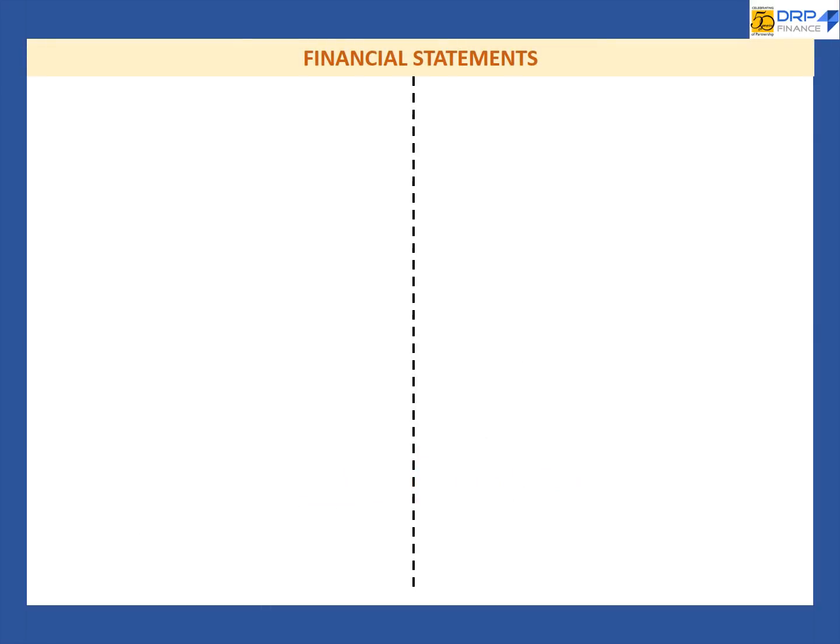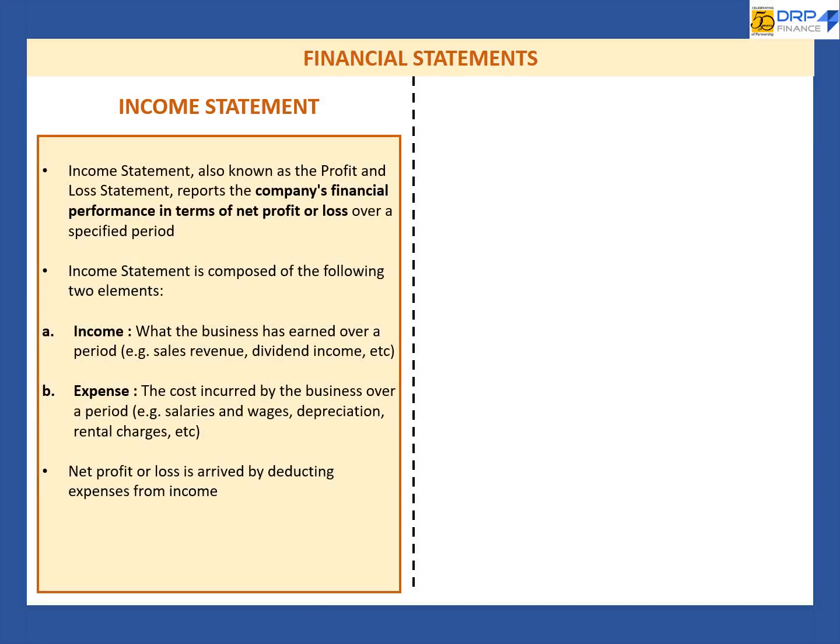Let's now discuss in brief the four statements that constitute financial statements. First of all, the income statement. The income statement, also known as profit and loss account, reports the company's financial performance in terms of net profit or loss over a specified period.